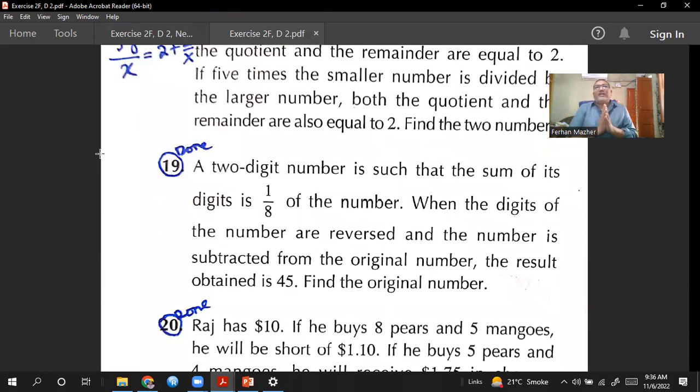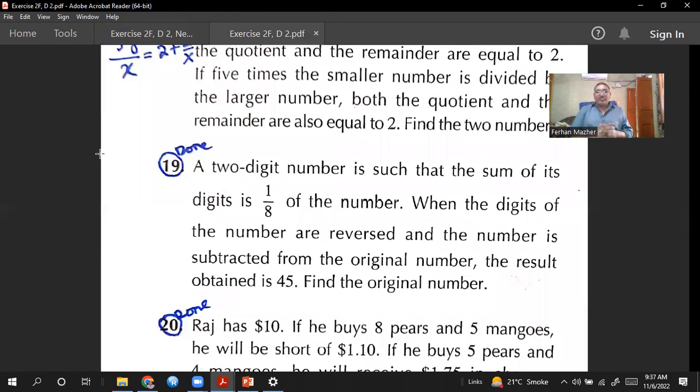So now on your screen, question number 19 is showing up. A 2-digit number is such that the sum of its digits is 1/8 of the number. When the digits of the number are reversed and the number is subtracted from the original number, the result obtained is 45. Find the original number.